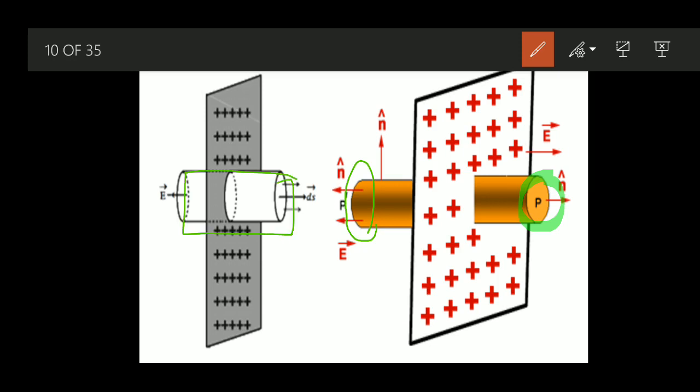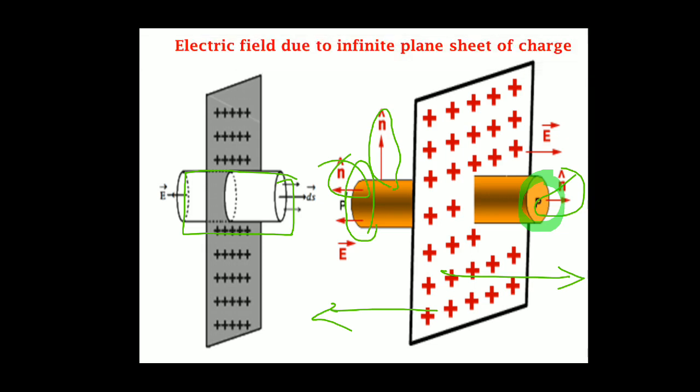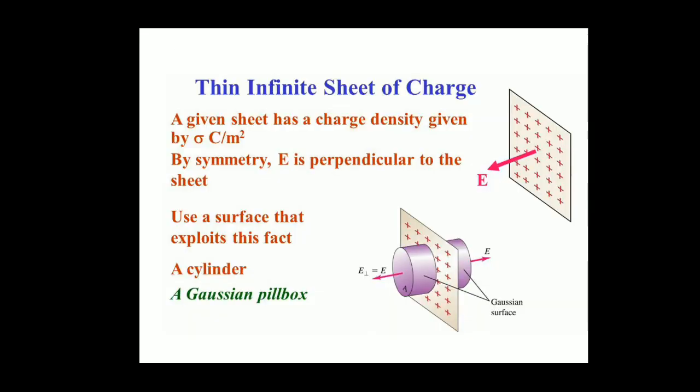And the n vector shows the direction of the area vector. Everywhere it is shown in which direction the area vector is acting. But in all the cases, this is the direction of the electric field, and here this is the direction of the electric field. The electric field is horizontal, but depending on the type of surface, the area vector is acting. Are you clear up to this? Okay, we'll move to the next one.